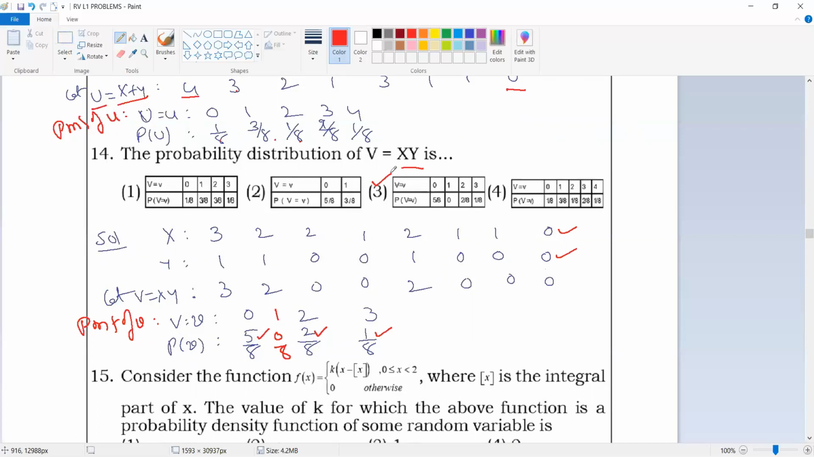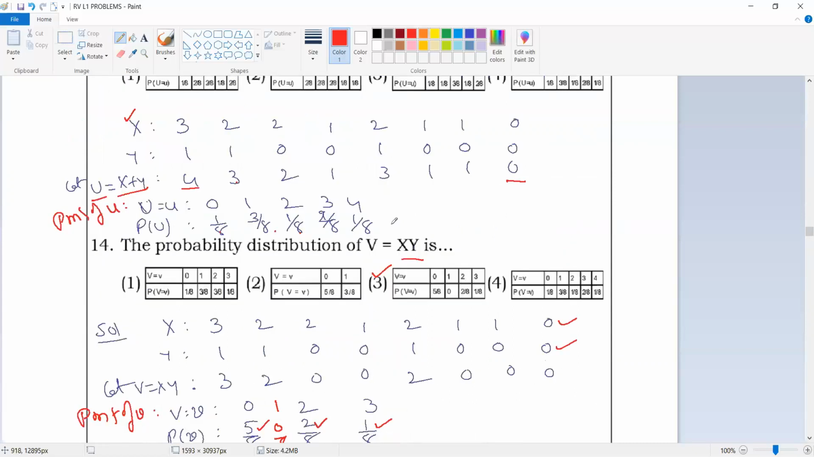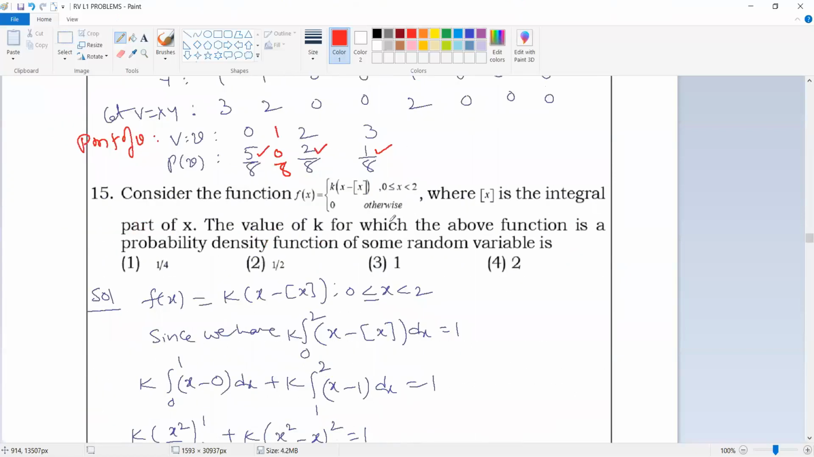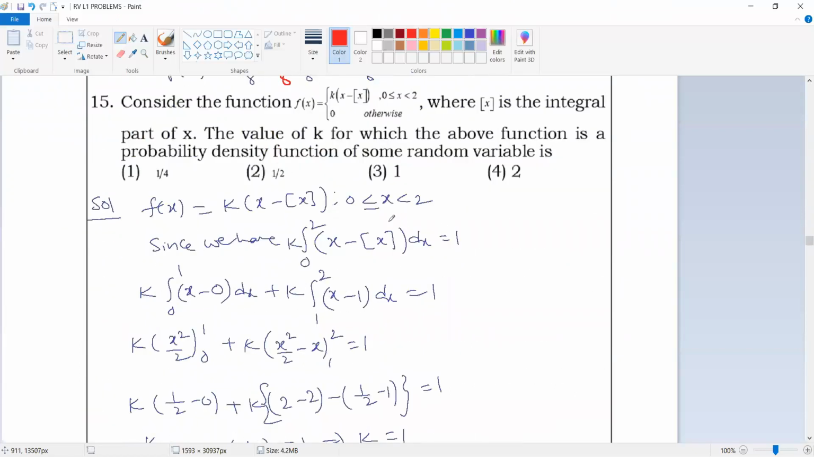So problems 10 to 14 are very important conceptual problems here. For understanding of these problems easily, we can solve the examination problems. So 1 to 14 problems are related to discrete random variable models. So 15 onwards here, continuous random variable models.